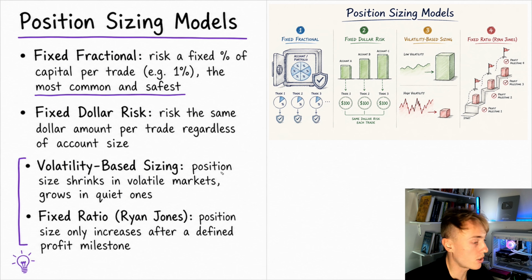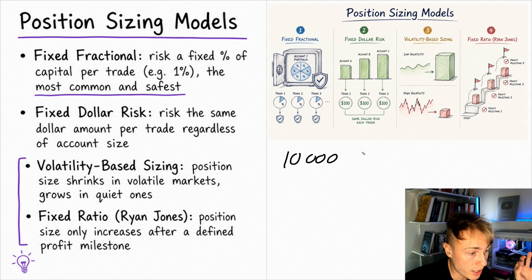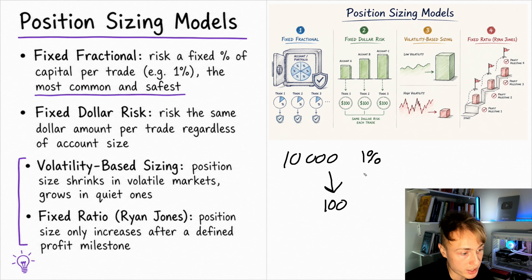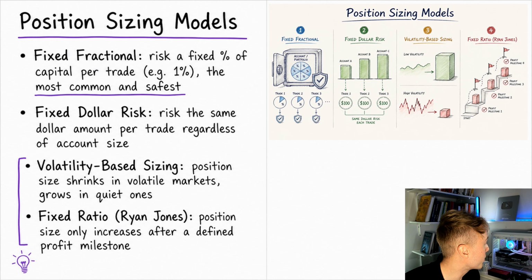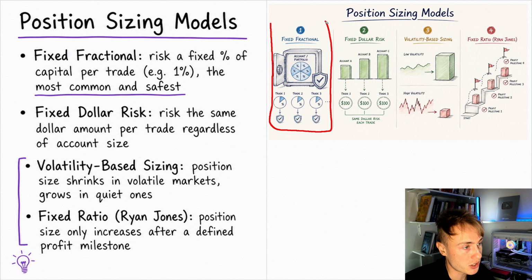So just as a simple example, let's say you have an account size of 10,000 US dollars. And if you use a position size of 1%, that simply means that you should risk $100 per trade, right? If you use a 2% position size, you risk $200 per trade, and so on. So as you can see, if you only risk this small amount per trade, the risk of ruining your account on one trade is basically gone. So this is a super good method to really play it safe. So you can see this right here. This is the fixed fractional method.